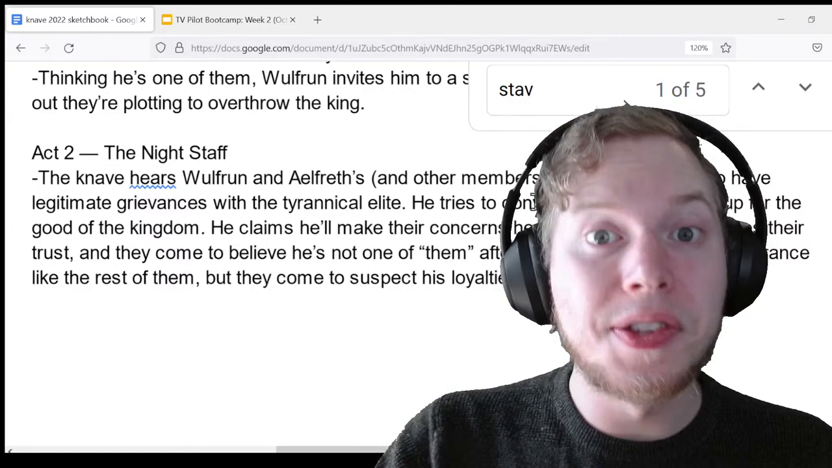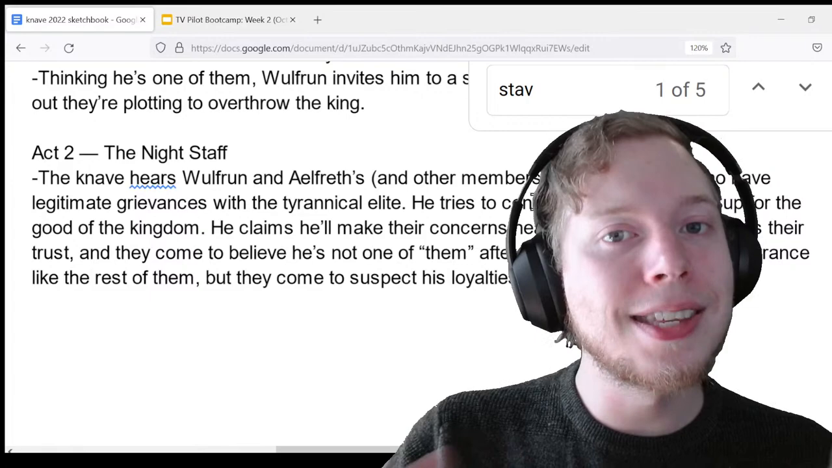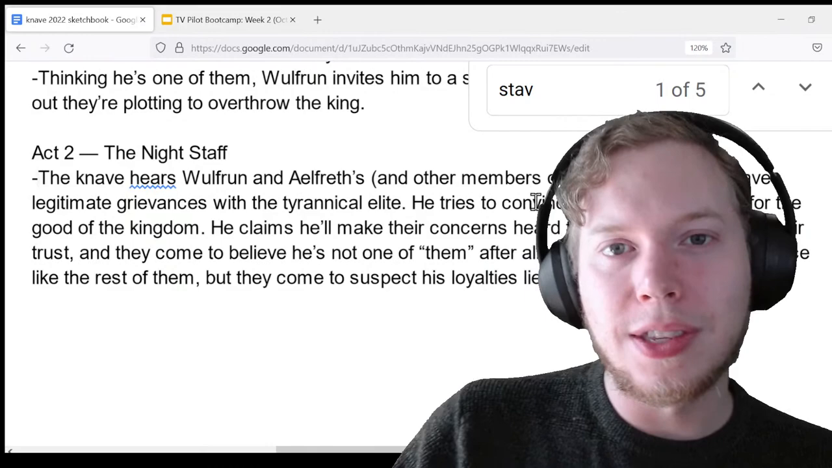So the Knave tries to convince them to give this up. He says, for the good of the kingdom, you don't want to take charge now. Things are too politically volatile. He's like, I'll take your concerns to the king. But he ends up losing their trust when they start to realize, wait, maybe he's not actually one of them. He acts like one of them, and he uses the servant's entrance, but he's not one of them at all. And they start to suspect that his loyalties lie elsewhere.